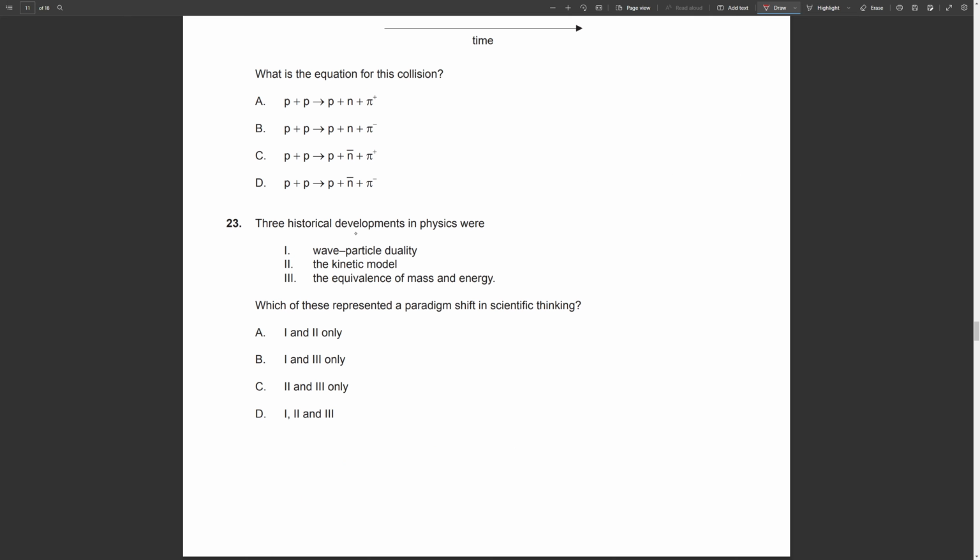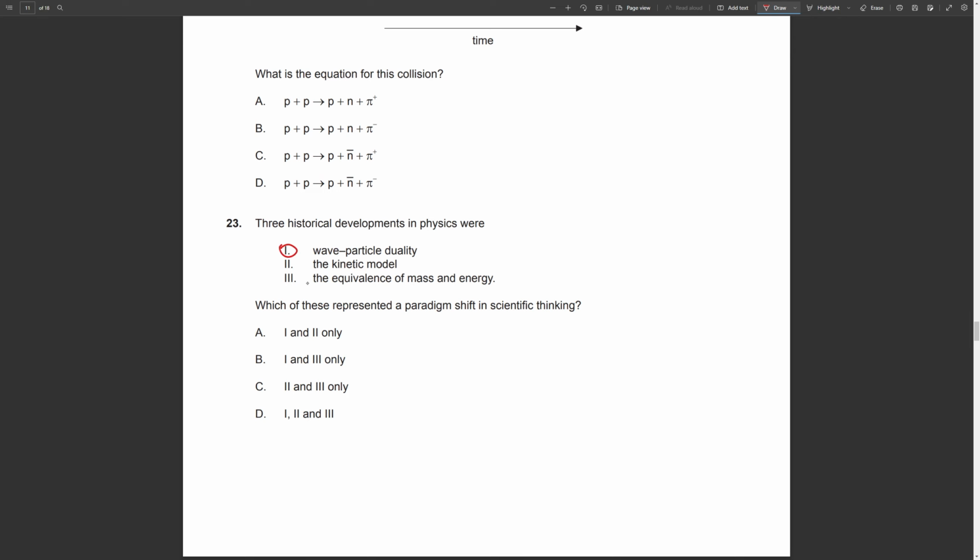Question 23 is about the history of physics. We are looking for a paradigm shift. Paradigm shift is a new concept which is brought to the common lexicon. For instance, it was a fully developed wave model. Later on, there is a photon model brought into the same field. So, statement 1 is correct.